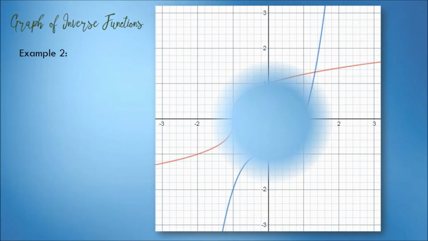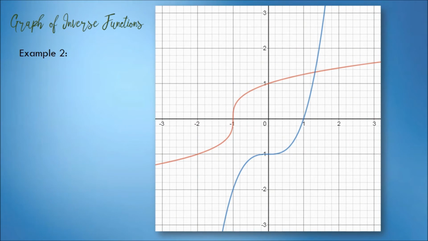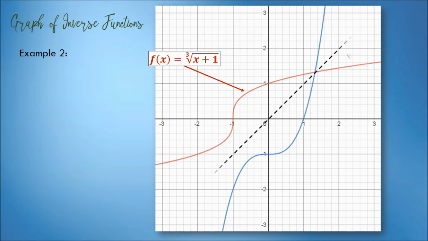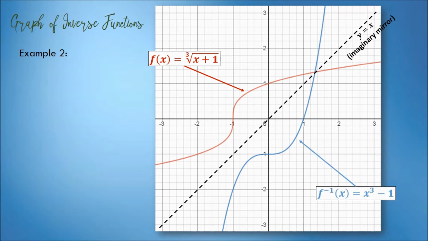Another example. We have these inverse functions. The red graph is the given function, f of x is equal to cube root of x plus 1. The imaginary mirror, y equals x, is drawn here. Then, the blue graph is the inverse of the given function, f raised to negative 1 of x is equal to x cubed minus 1. It is the reflection of the original function.